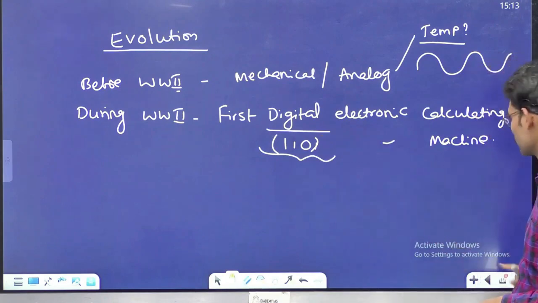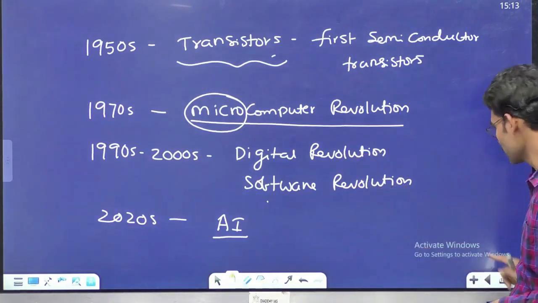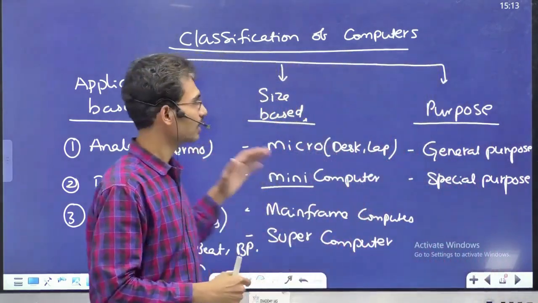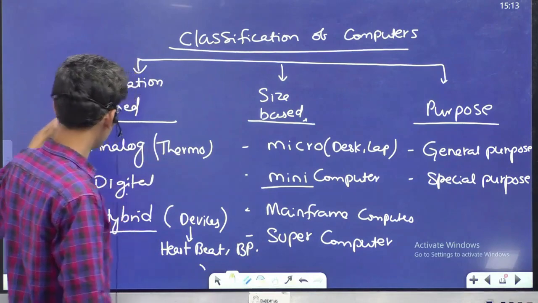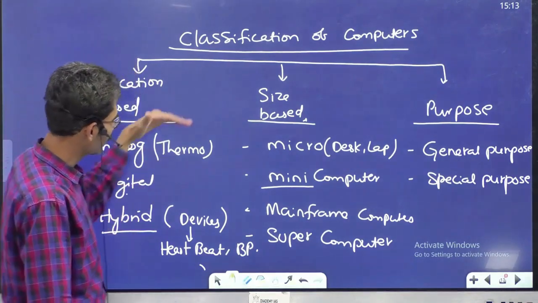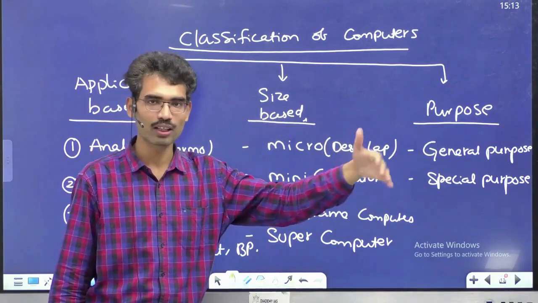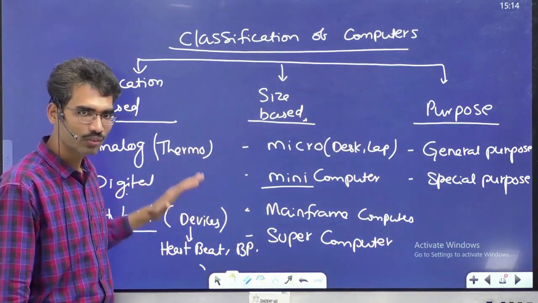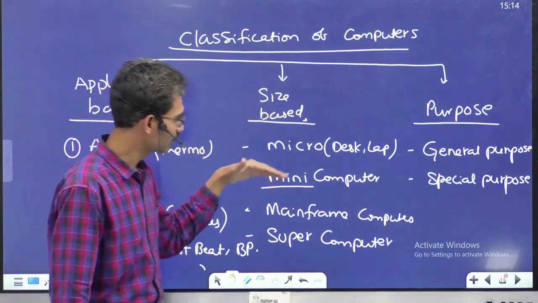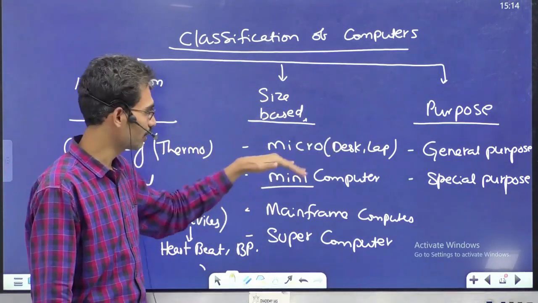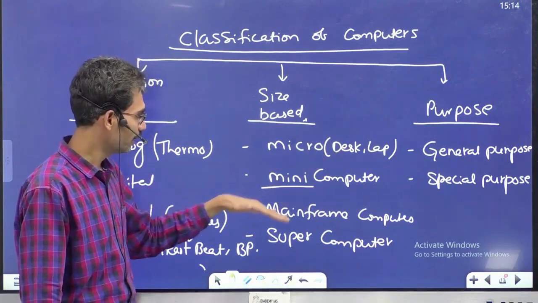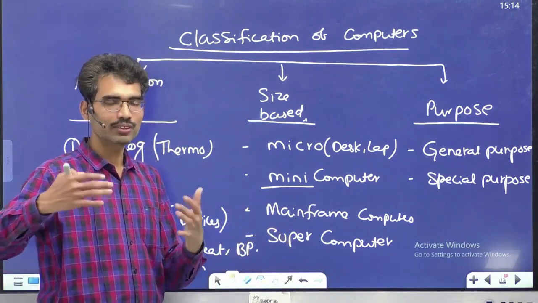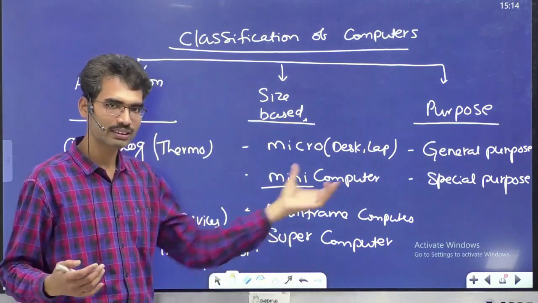This is how the evolution went: 70s, 90s, 2020s. Based on different types of nature, we can categorize and classify computers: analog, digital, hybrid. Before the first and second world wars, there were analog, mechanical computers. From the second world war, we are seeing the digital. If we take size: micro, with the revolution from the 1970s onwards, then mini, mainframe, and supercomputers. Now different countries are having supercomputers. In the next class, we are going to see that.